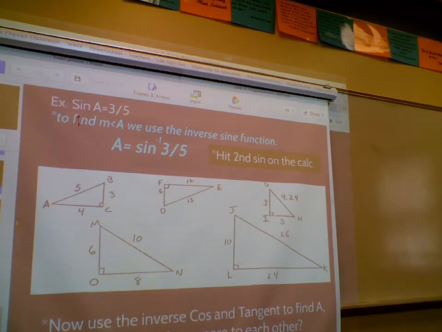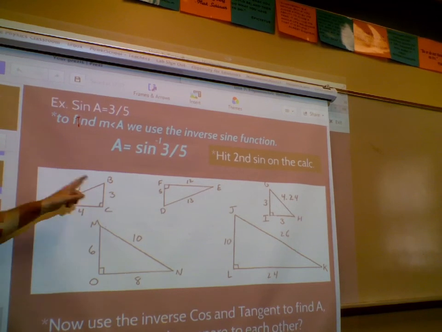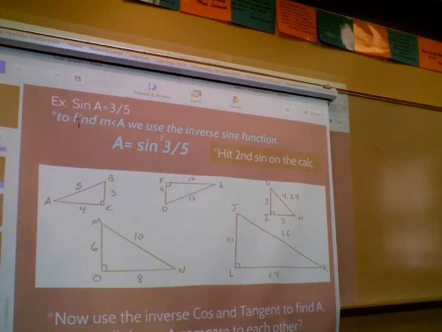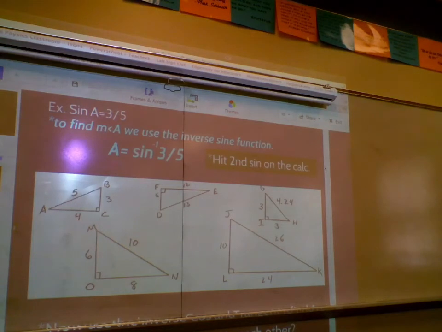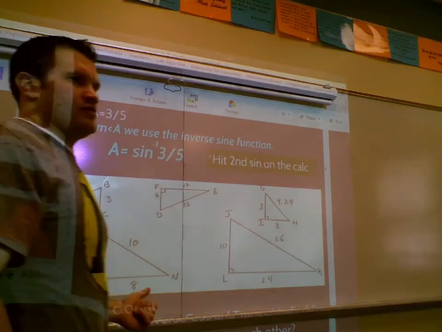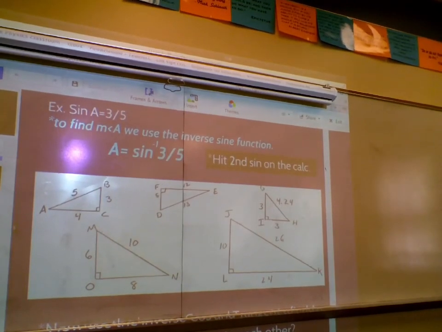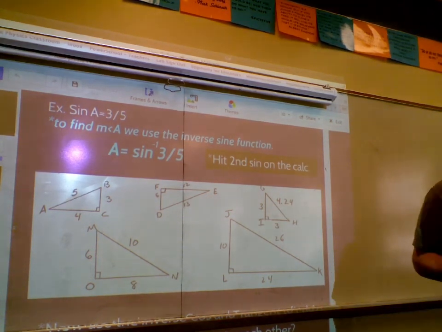So example: sine of A equals 3/5. We know that, don't we? Sine of A was 3/5, right? So how can I find A? Well, if I had something like 2x equals 10, how can I find x? Divide by 2. It's the opposite of multiply, because 2 times x is multiply, right? Divide by 2, get x equals 5. So we need the same kind of backwards function for sine. Well, that's what sine inverse is.